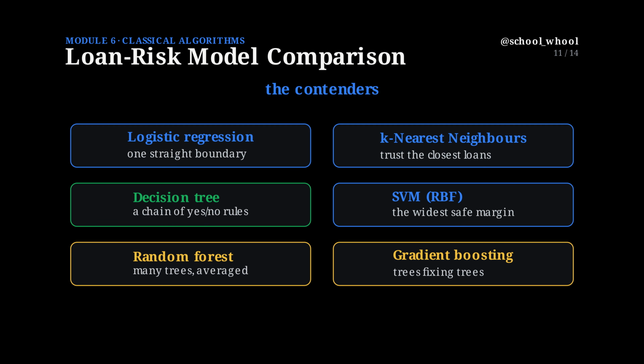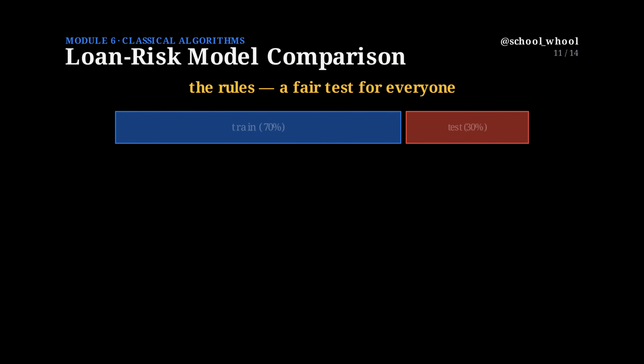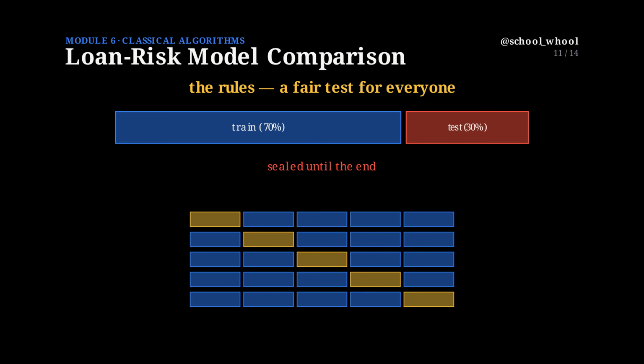We will measure. A comparison is only fair if every model faces exactly the same test. So we split the data once, and seal a test set away in a vault. No model may see it until the very end. On the rest, we use 5-fold cross-validation, the same 5 folds, scored with the same metric, for every single model. Same data, same folds, same yardstick. Now the contest is fair.